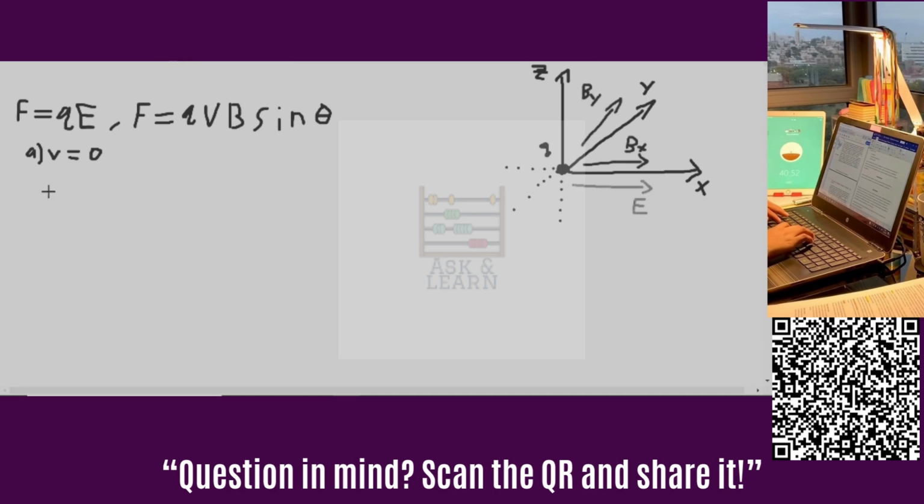So now back to part A. We have no velocity. The particle is stationary here. So for the two magnetic fields, By and Bx, V is 0, which means the force is 0. We can't have a force from a magnetic field unless we have a moving charge. So we have no forces from By or Bx. E, however, does not have the same stipulation. There's no V in this equation. So we can find Fe, the force from the electric field, is simply the charge times the electric field, QE.